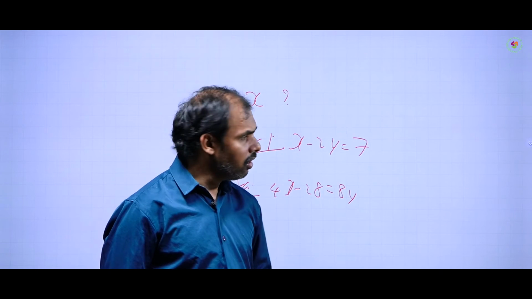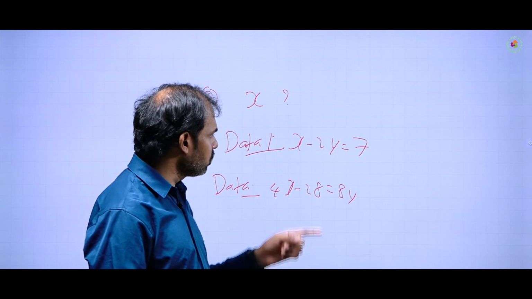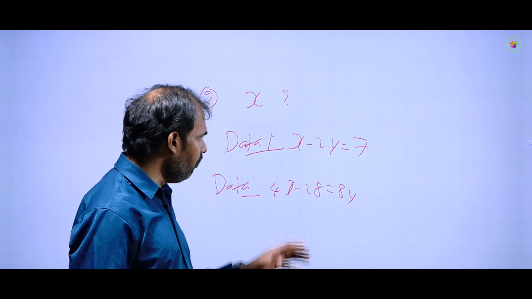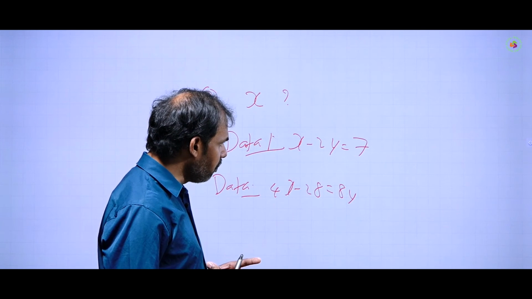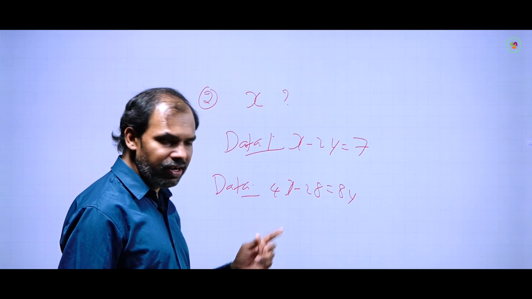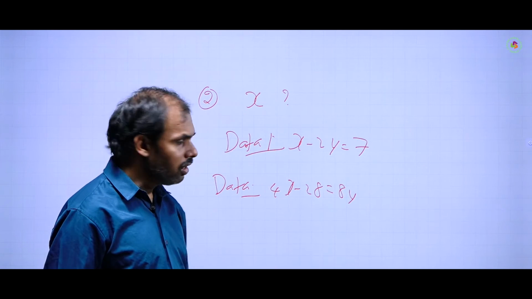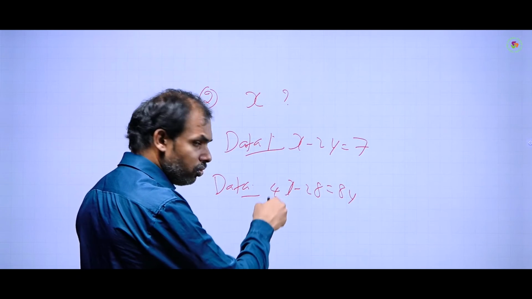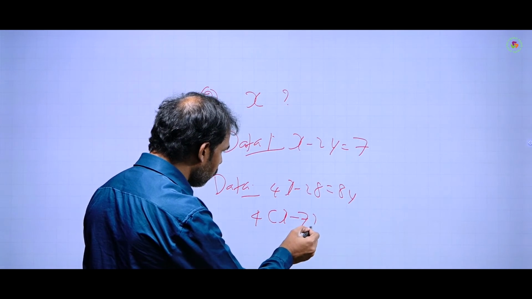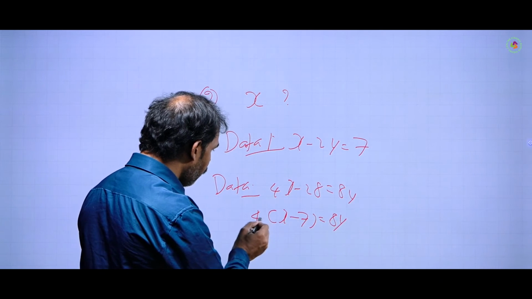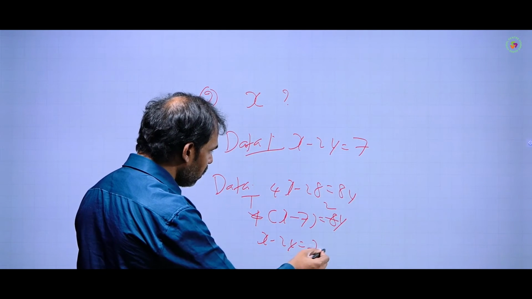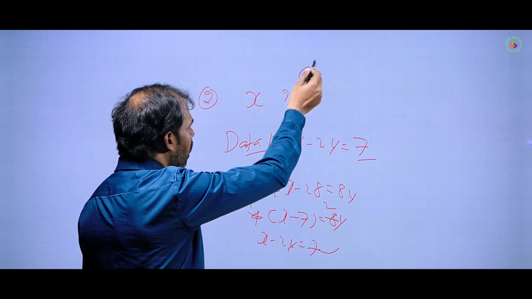Now first one. Only data 1 is required to answer the question. x minus 2y equal to 7. Can you find the x value? No, because you don't have the value of y. So our first option is eliminated. Next, 4x minus 28 equal to 8y. Can you find the x value? No, because you don't have the value of y. Then we take both together. Taking 4 common, 4 times (x minus 7) equal to 8y. Dividing by 4, x minus 7 equal to 2y, that is x minus 2y equal to 7. Both equations are the same, so option E is correct.